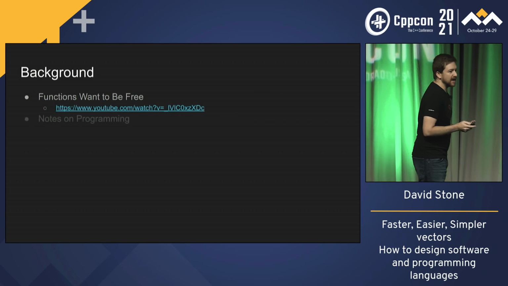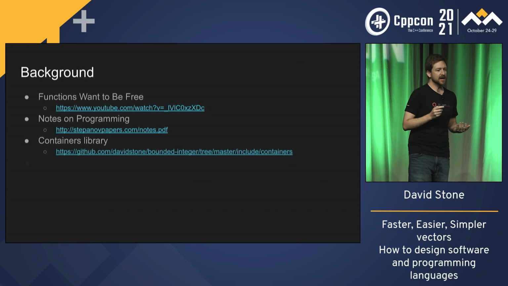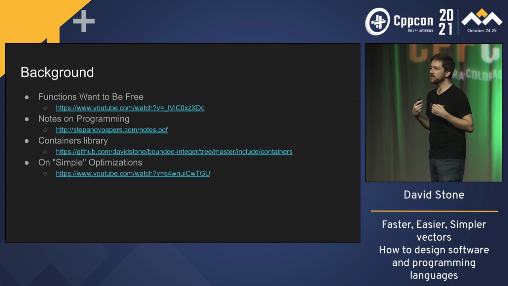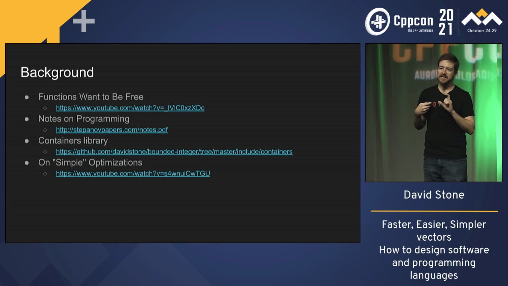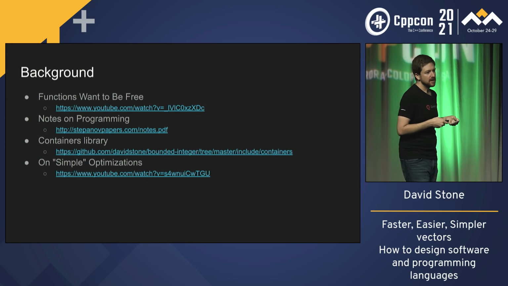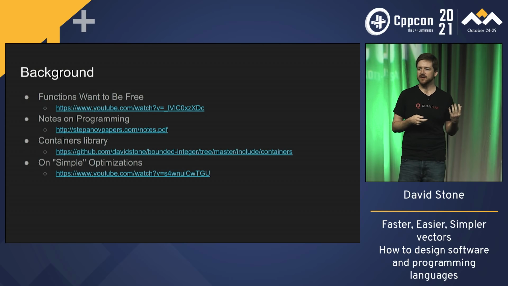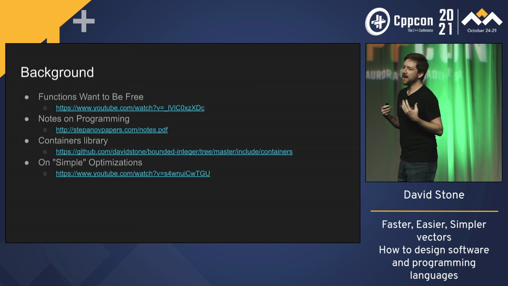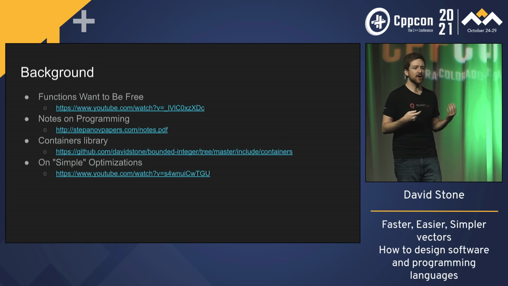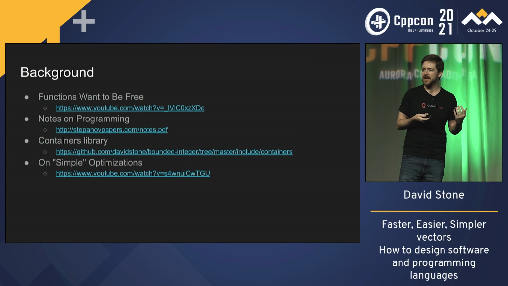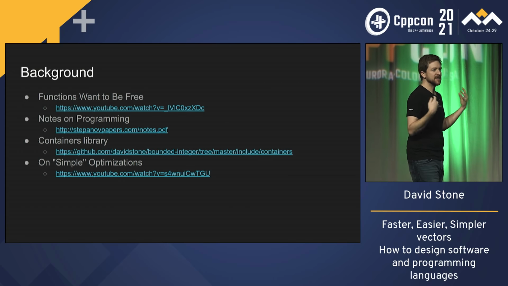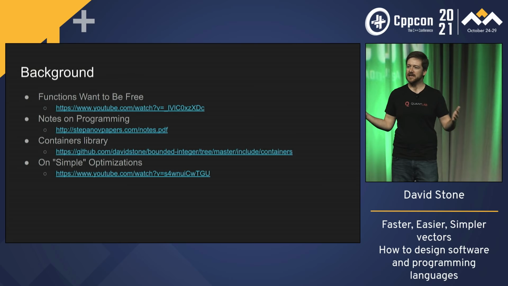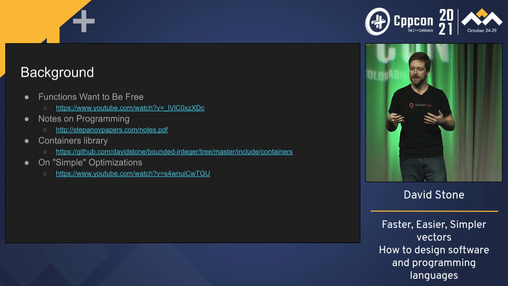Some background, mostly just wanted to get some links in here. So Functions Want to Be Free is a presentation that I gave a few years ago, where I look in detail into the implementation of a lot of different algorithms. Notes on Programming is a paper by Alexander Stepanov you can read online. This, I think, is a really good summary of software design principles, specifically generic programming principles, the basis of the C++ standard library. And that is kind of the perspective that I'll be approaching this from, of wanting to make generic programming, separating data structures and algorithms, allowing you to combine them independently in an efficient way.